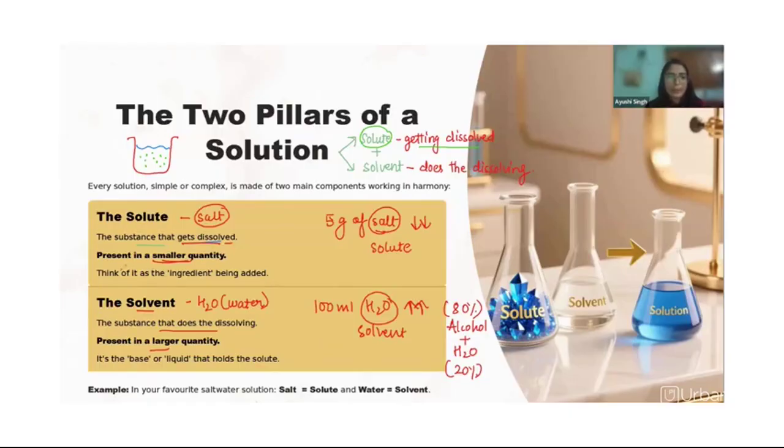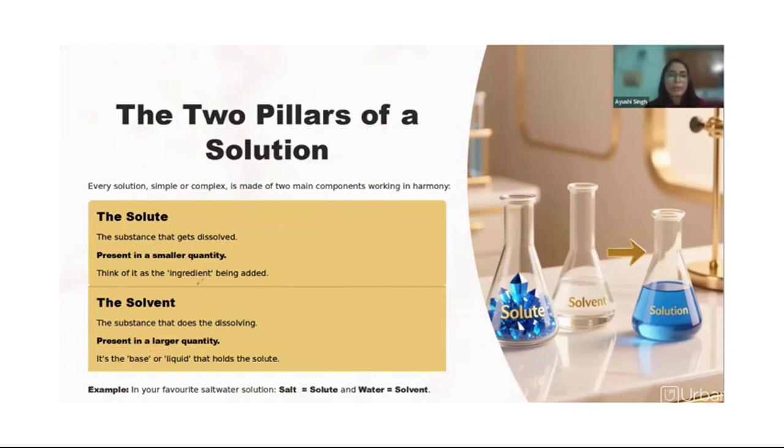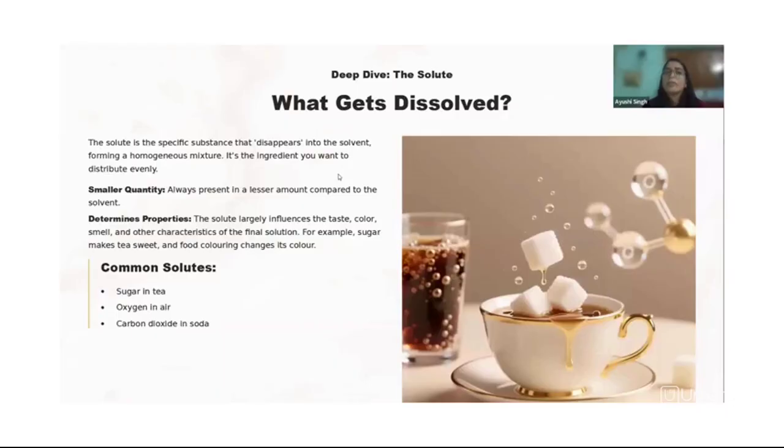Now, let's move ahead. So I'm sure this is clear to you. Now, solute can be thought of as an ingredient. If you are making anything, it can be an ingredient. And solvent would be the base or the liquid which you are using for that ingredient. Okay. Right. So moving ahead, what gets dissolved? So coming to the depths of the solute, what exactly it is. One second, let me annotate.